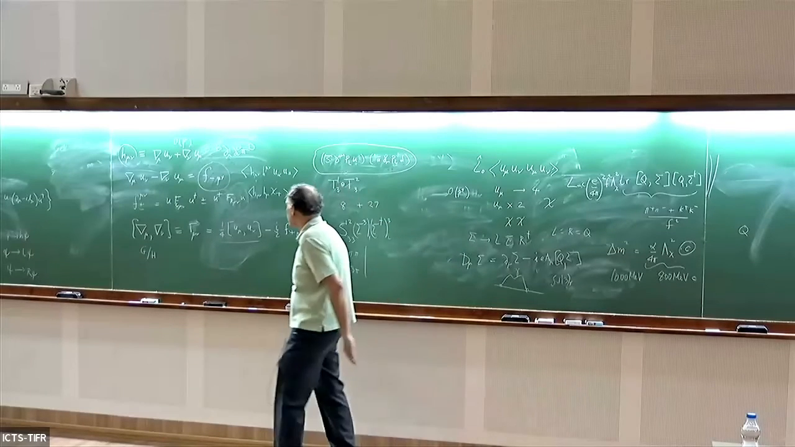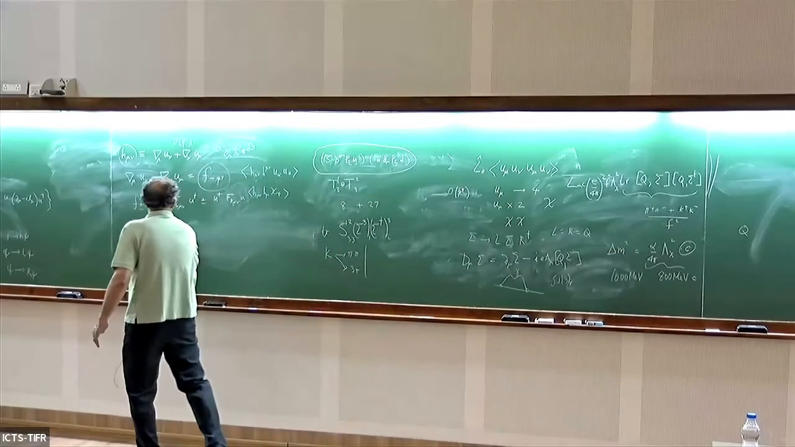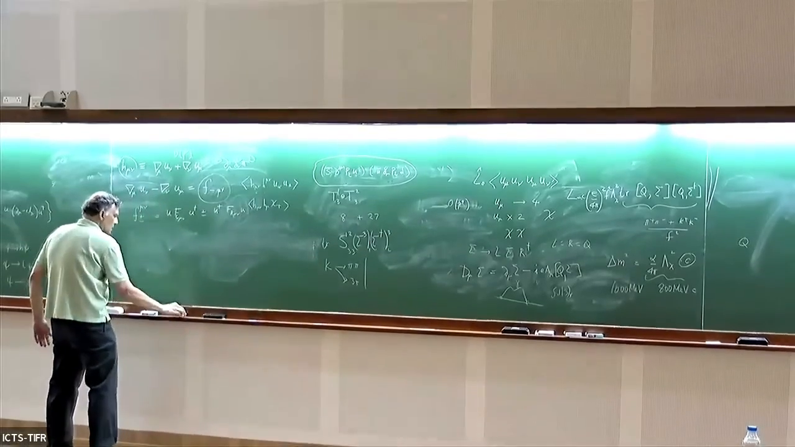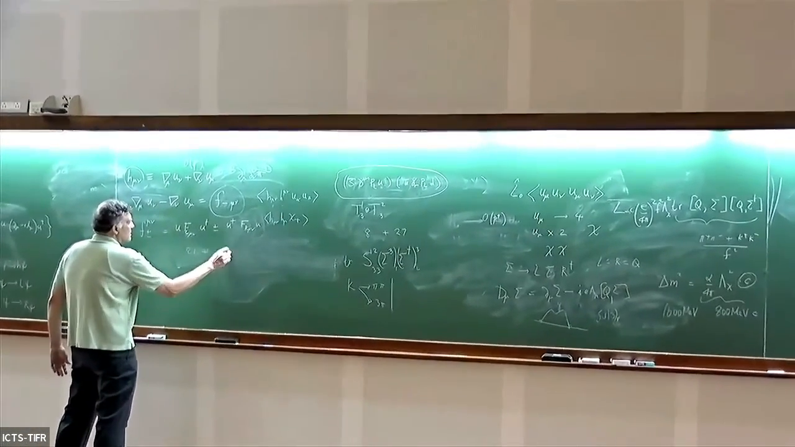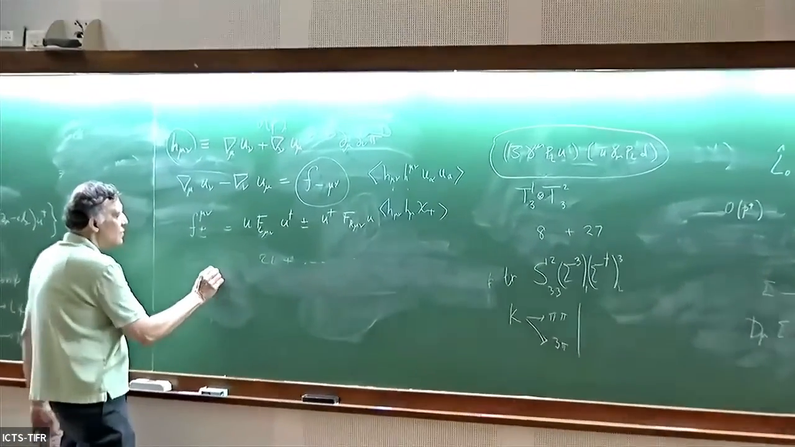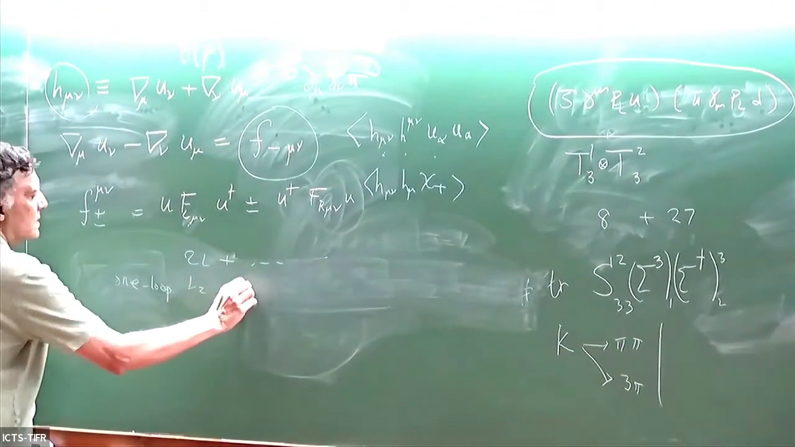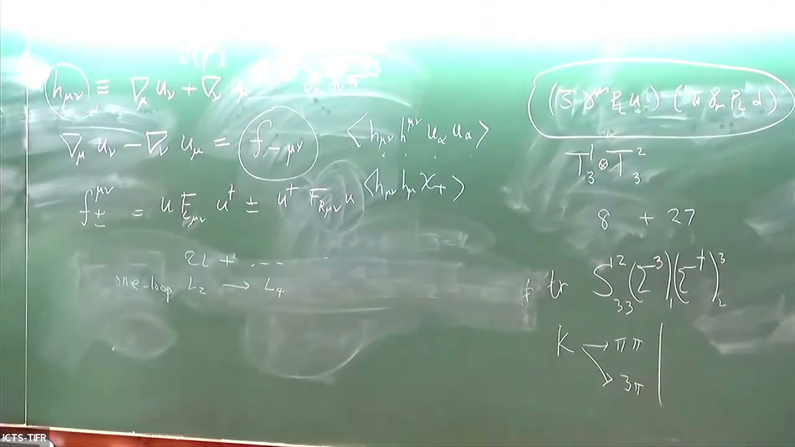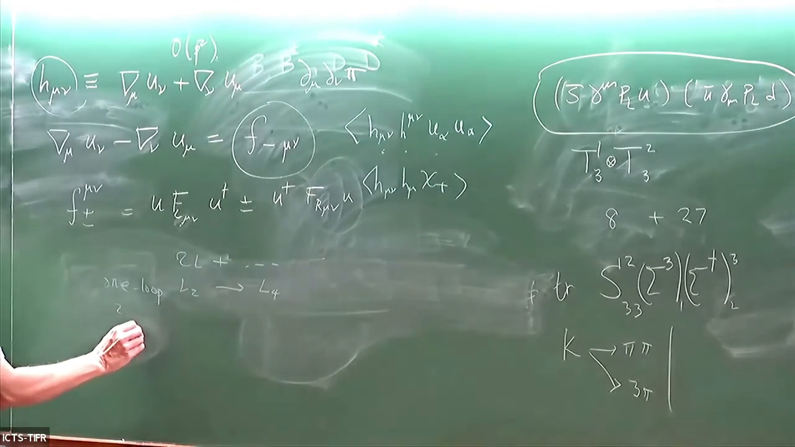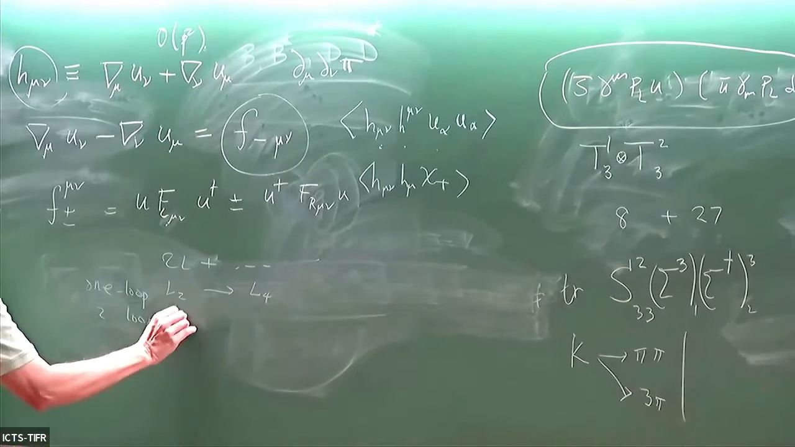Yeah, the relation, because of that Weinberg formula, the 2L plus whatever, so if you do one loop from L2, you get L4. If you do, sorry, one second. Two loops from L2 will give you L6.